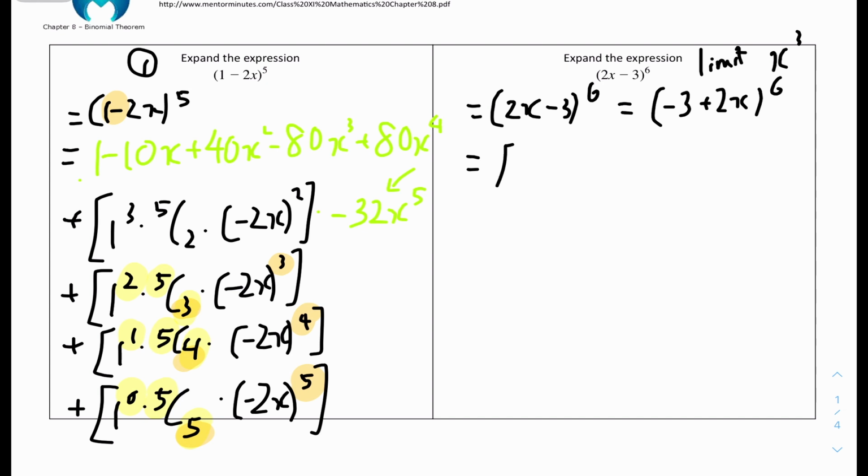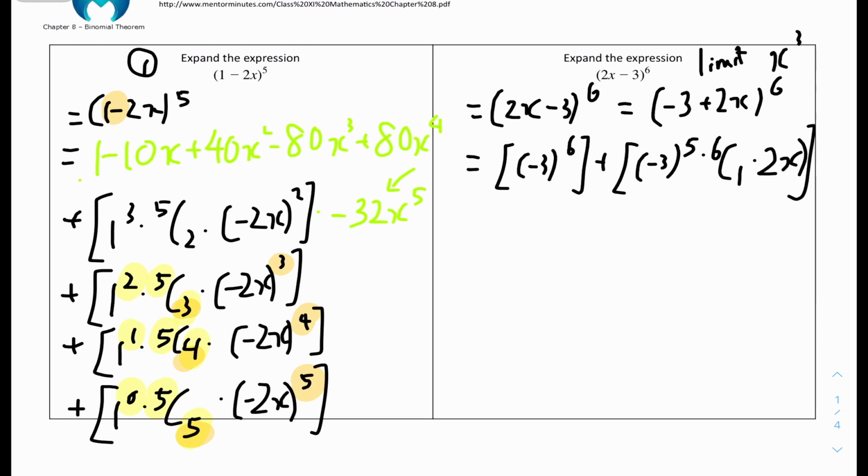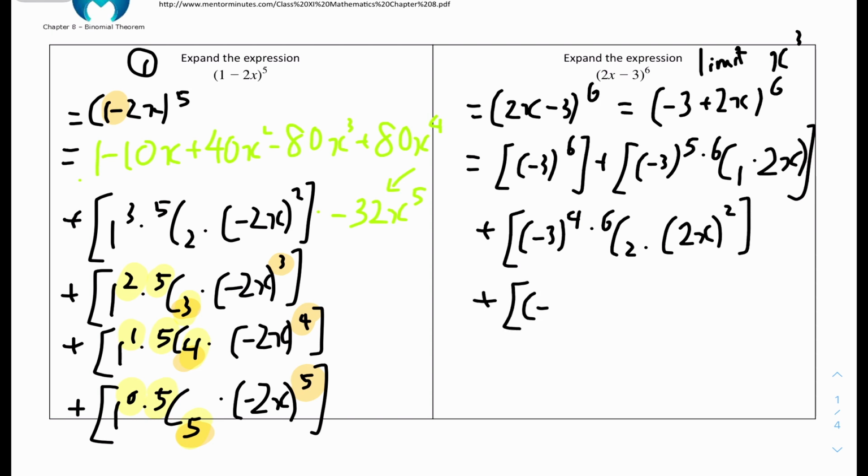So the first term will be (-3) to the power of 6. The second term will be (-3) to the power of 5 times 6c1 times 2x. And then plus the third term, (-3) to the power of 4 times 6c2 times (2x) to the power of 2, and plus the last term of (-3) to the power of 3 times 6c3 times (2x) to the power of 3, and you need to put plus dot dot dot.